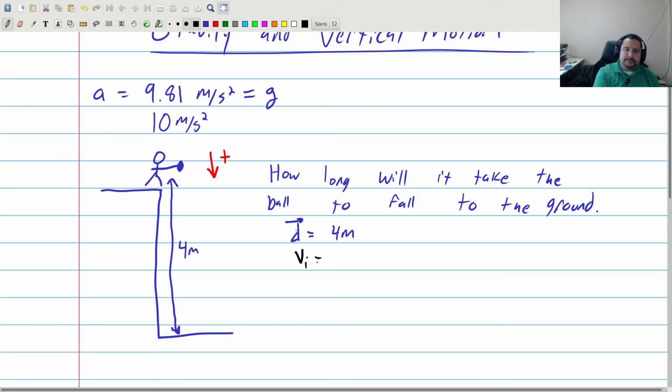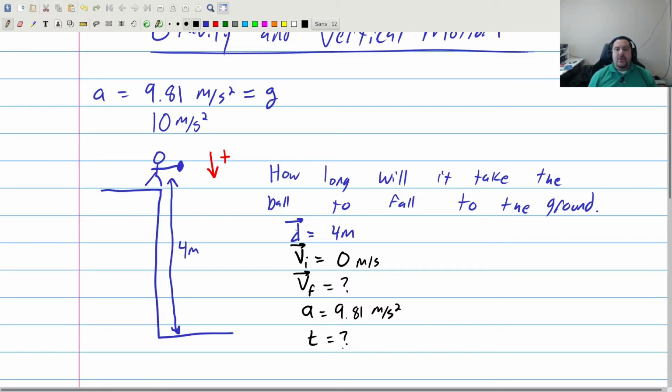V initial. Well, he's dropping this ball, so V initial has got to be 0 meters per second. If he were throwing it up, or if he were throwing it down, it would be something different. V final, the final velocity, these are vectors by the way, we don't know. The acceleration we do know, and it's 9.81 meters per second squared downward. And do we know the time? No, not yet.